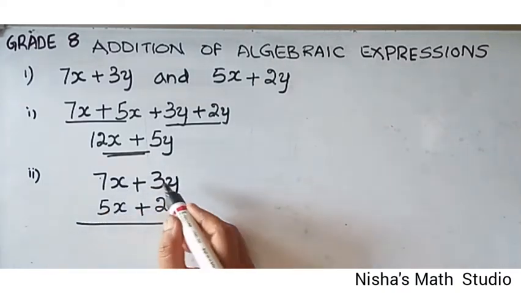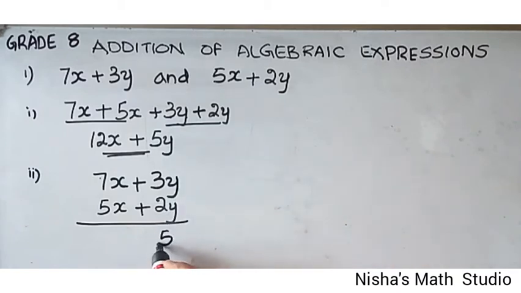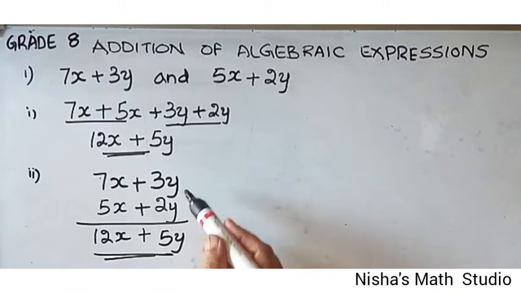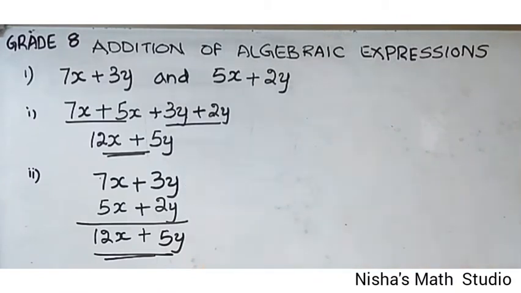Now you add 3 plus 2 will give you 5y. Here we don't have to worry about the sign because both are positive. So 3y plus 2y will give you plus 5y. Here also 7 plus 5 will give you 12x. In both the ways you will get the same answer, whether you arrange it in a single row or you arrange it in different rows.